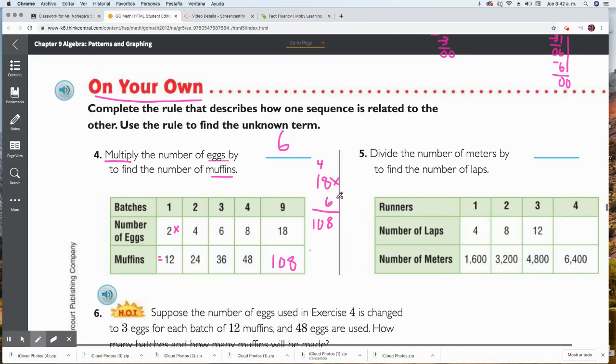Number 5, now the rule changes to division. Divide the number of meters by a number to find the number of laps. The number of meters divided by a number equals the number of laps. Or what number times 4 equals this number right here? What number times 8 equals this number? What number times 12 equals this number right here?